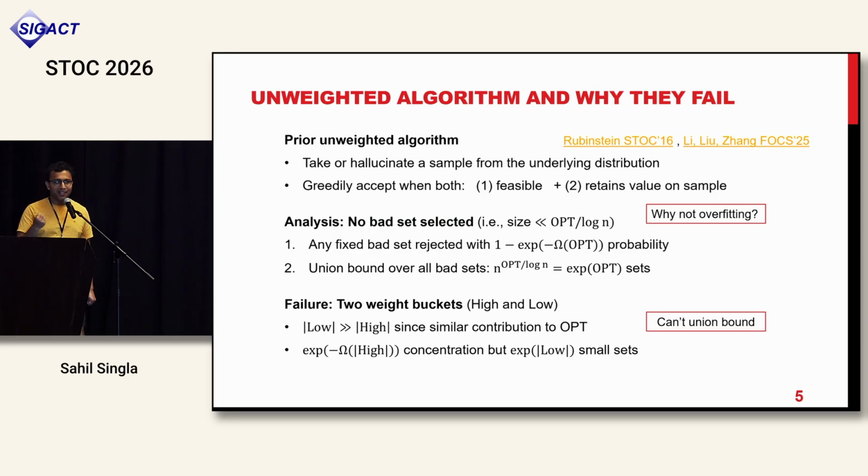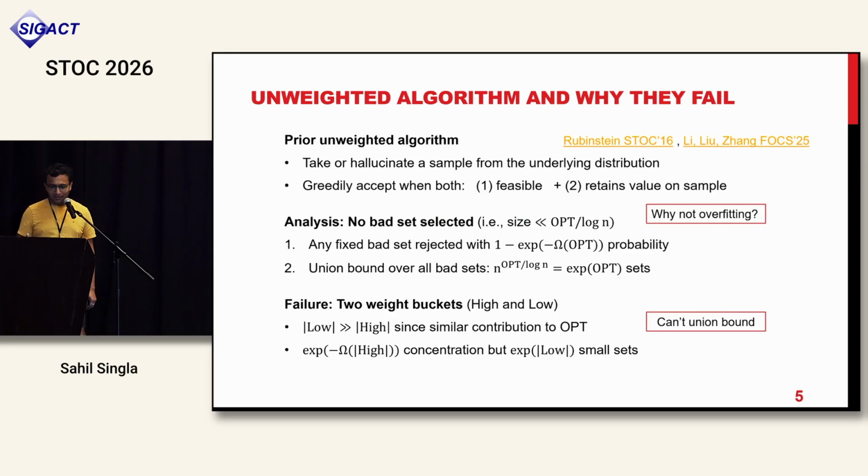Now, the problem becomes that the concentration inequalities, from the perspective of the high value elements, will be roughly like e to the minus the number of high elements. But the number of algorithmic configurations is much, much larger. It will be like e to the number of low elements. So you can't take a union bound because there's a scale mismatch. Concentration is happening at the level of the number of highs, whereas the number of solutions is exponential in the number of lows. So that's roughly the setup.